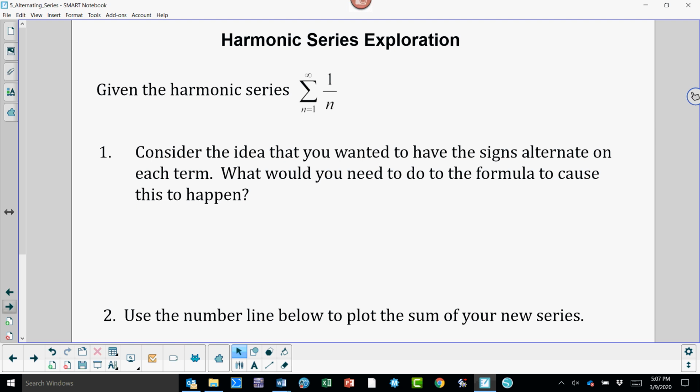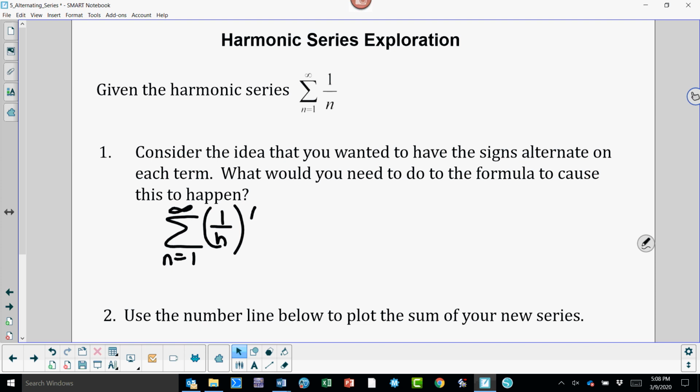We know that the harmonic series, this is why you need to know the name of it, because we know that it diverges. Okay. So we know that this harmonic series diverges. But what if we wanted to have this series alternate? What if instead of it being all positive numbers, we wanted it to alternate? So what would we need to do to make that happen? So that's the series that we have. What could we multiply it by?